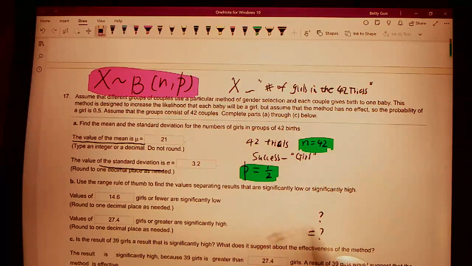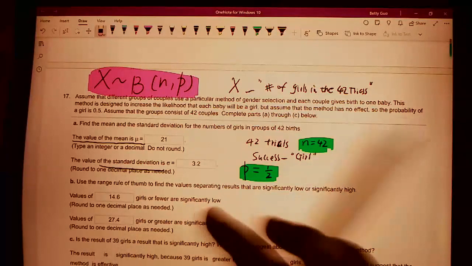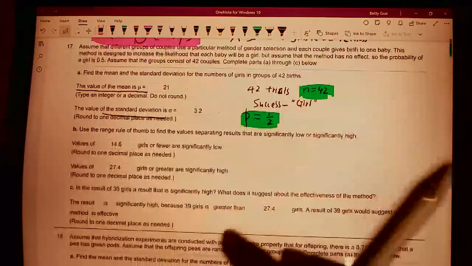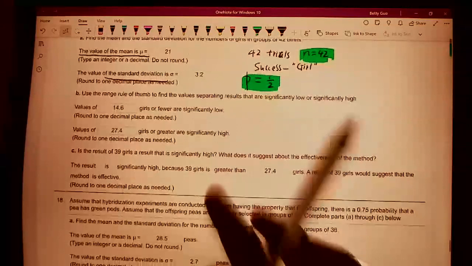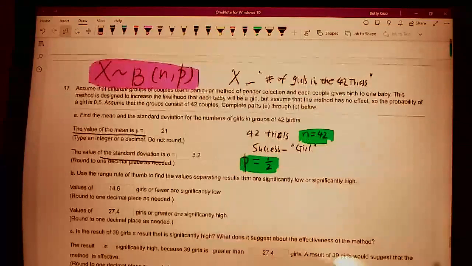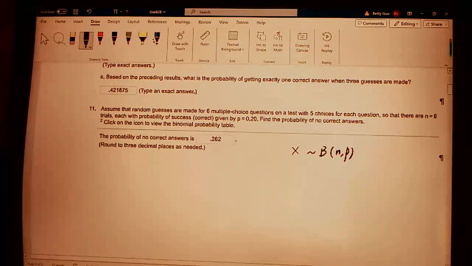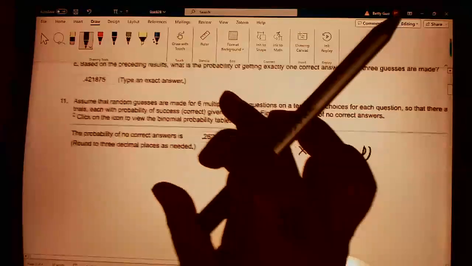Let's look at part B. Use the range rule of thumb. Okay, that's not what I want. Let's see, this significant high, significant low. Yeah, we would have to find a new question. We are going to do number 11.